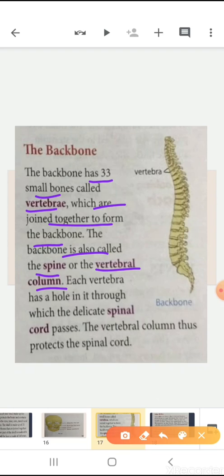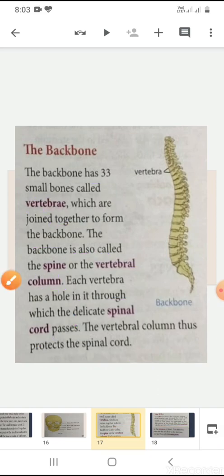Okay. Each vertebra has a hole in it through which the delicate spinal cord passes. The vertebral column thus protects the spinal cord. Done? Okay, now next.